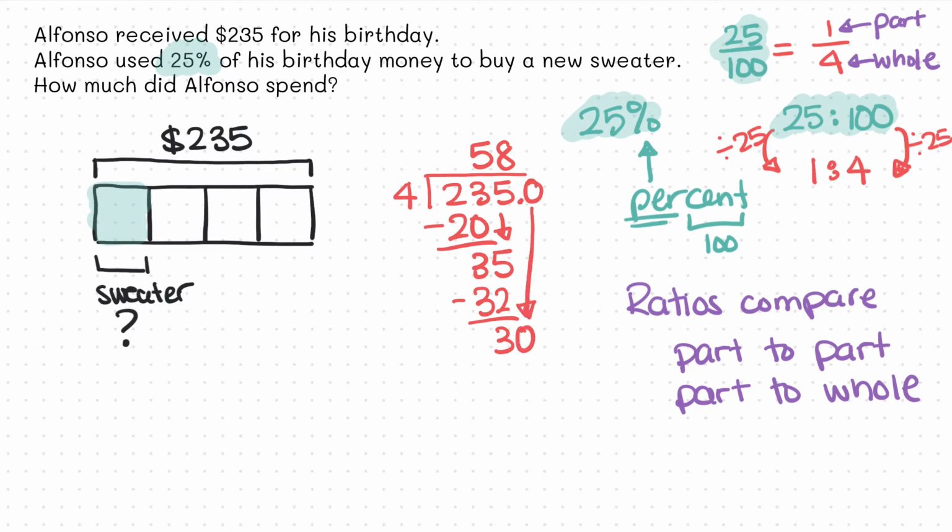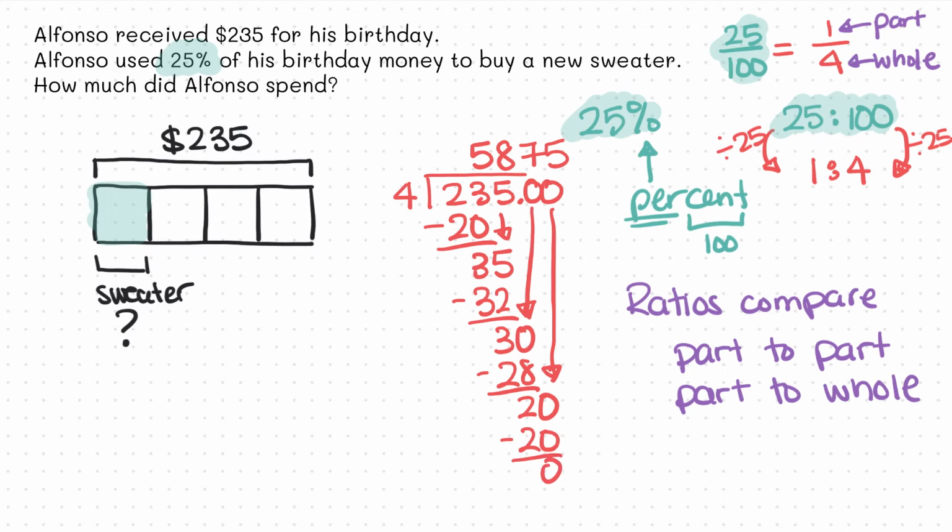And 4, how many times does 4 go into 30? It goes into it 7 times. 4 times 7 is 28. Subtract, I get 2. I still don't have 0, so I can bring down another 0. And now I have 20. How many times does 4 go into 20? It goes into it 5 times. 4 times 5 is going to be 20. Subtract, and now I get 0.